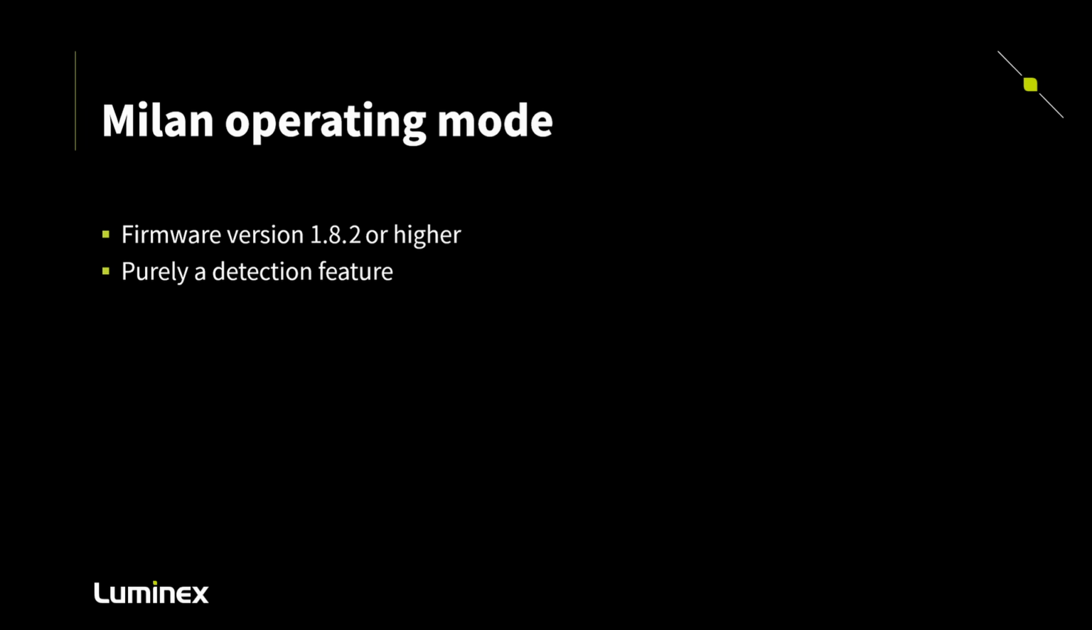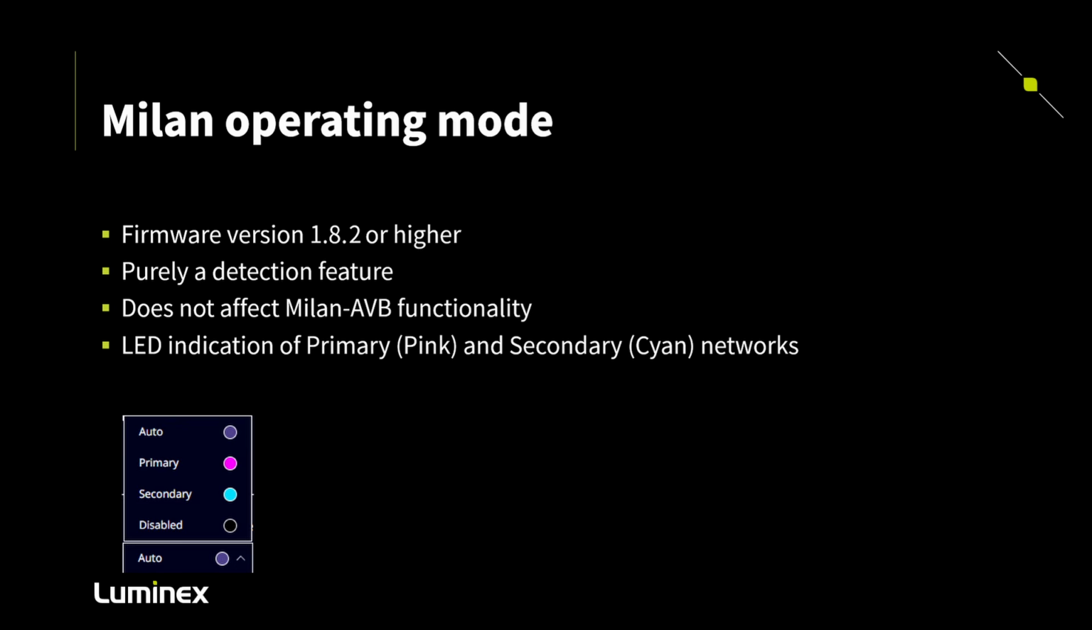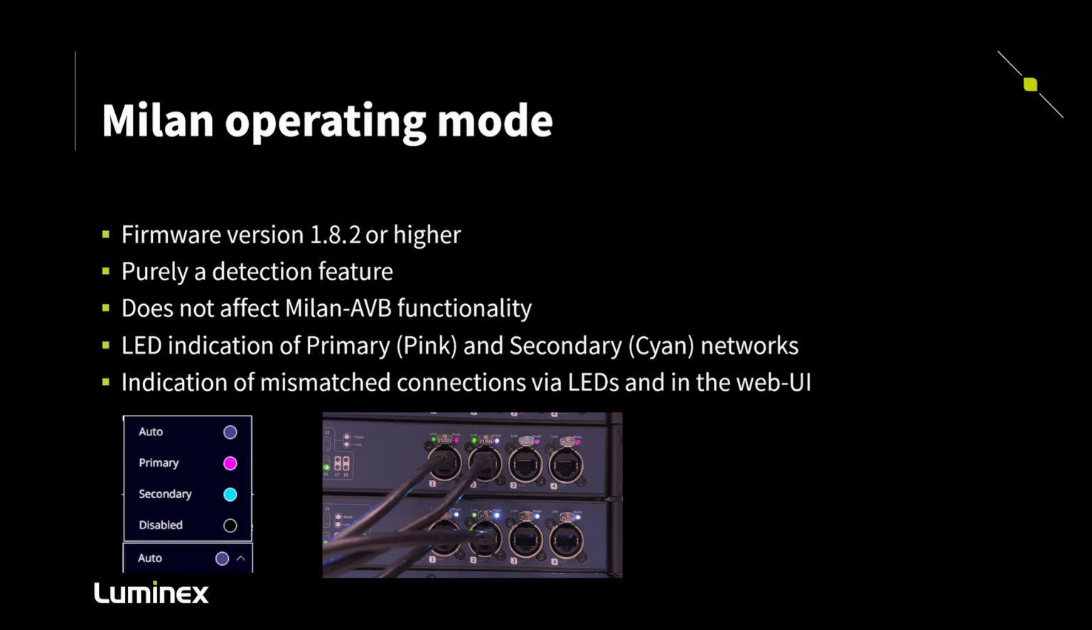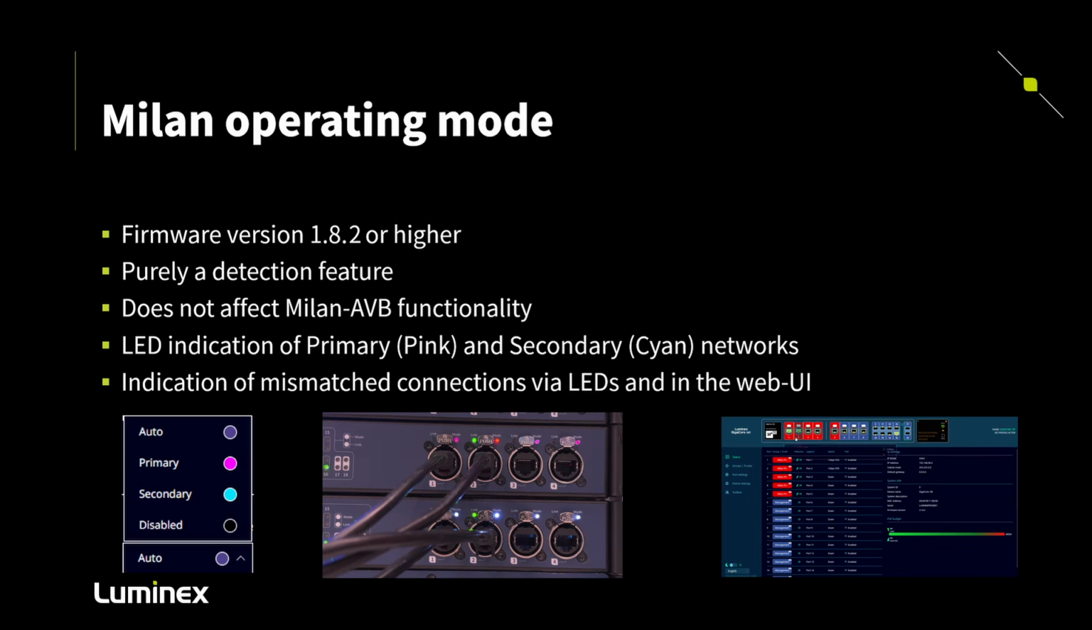It's important to note that Milan operating mode is purely a detection feature. It helps identify and report possible misconfigurations, but it does not affect Milan-AVB functionality itself. And that's it. You are now ready to use Milan operating mode to quickly detect and resolve misconfigurations in your network. Thank you for watching.